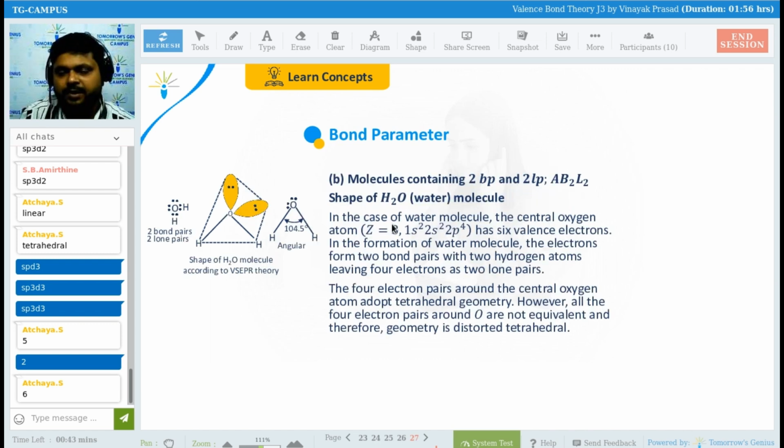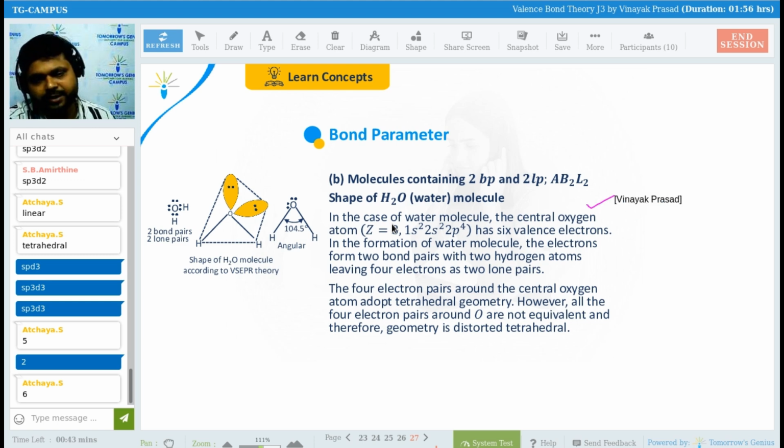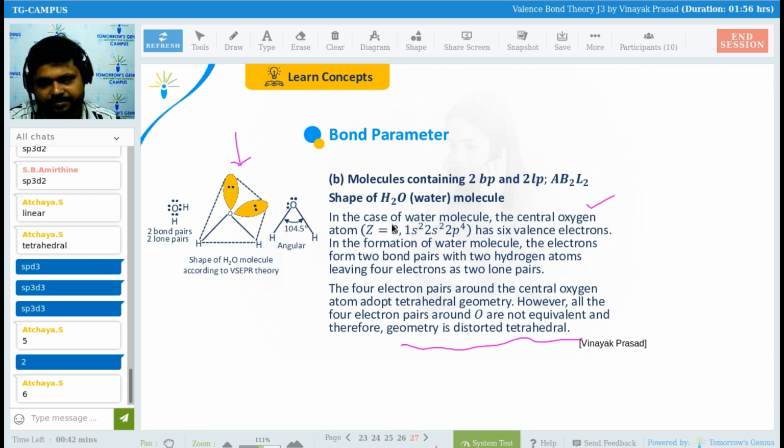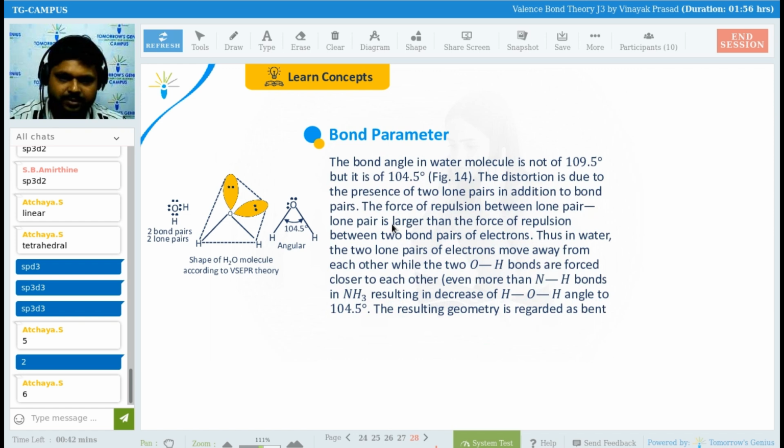Okay. Now, come to this. AB2L2 type, that is water. What is the shape of the H2O molecule? You can see here there are 2 lone pairs and 2 bonded atoms. Their geometry can be tetrahedral, but their shape can be different. So you can see there, the geometry is tetrahedral but the shape is distorted. Getting my point, everyone?